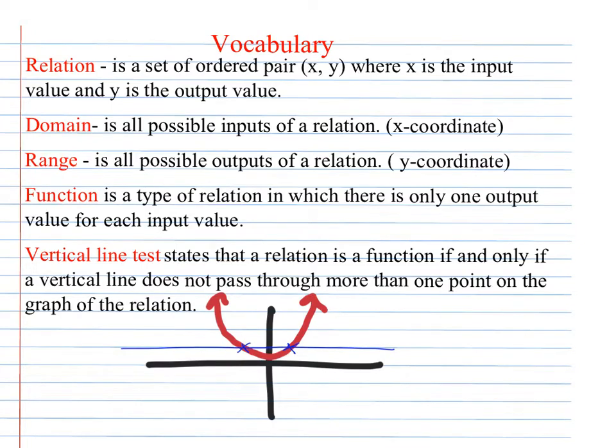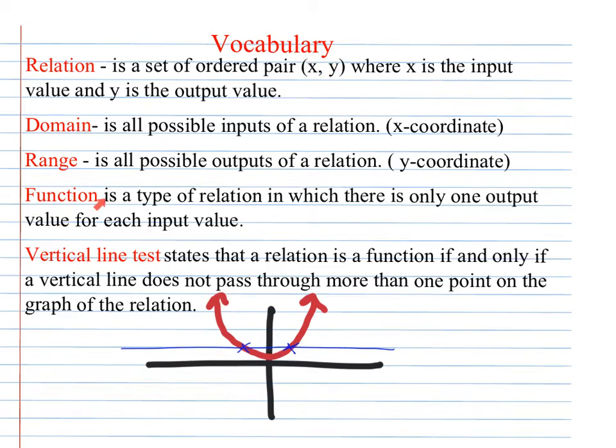Okay, so very quickly, I'm going to go over the vocabulary one more time. A relation is basically an ordered pair made up of an X and a Y. Your X is your input value. Your Y is your output value. So think of it, this is what you substitute in, and Y is your answer. Your domain is all the inputs, basically all the things that you're substituting in. Your range is all your outputs, which is your Y coordinates, which is all your answers. So your domain is always your X coordinate, your range is always your Y coordinate.